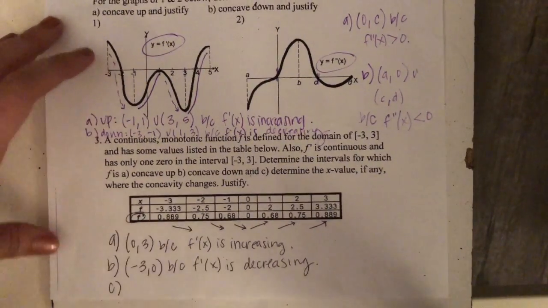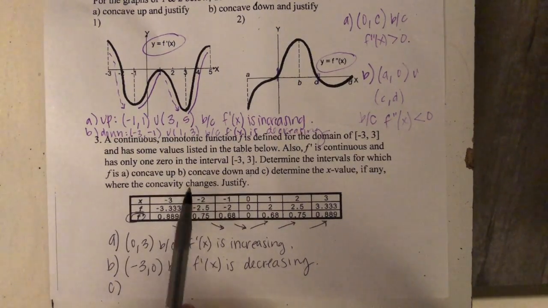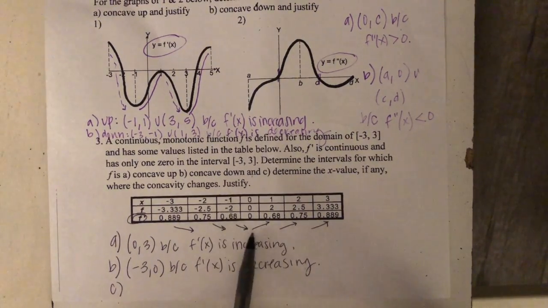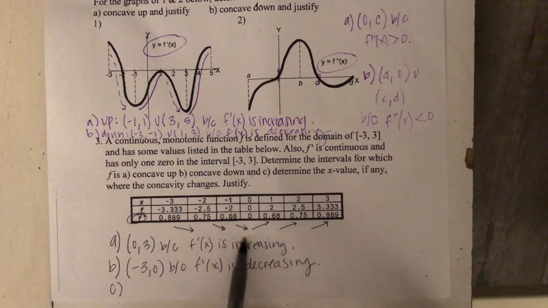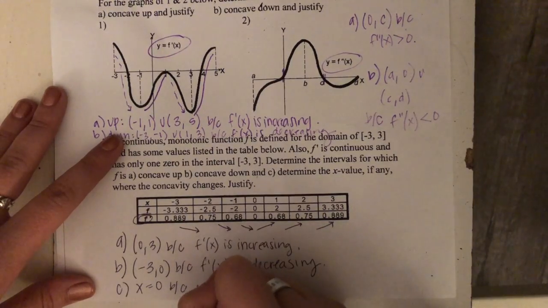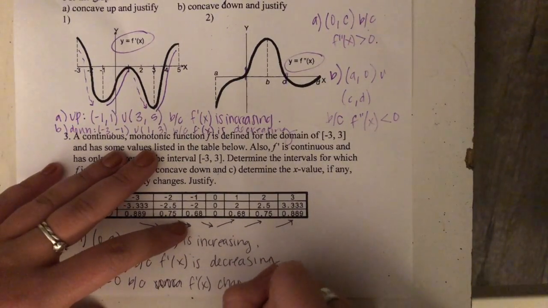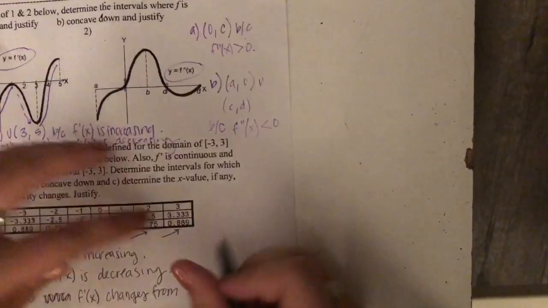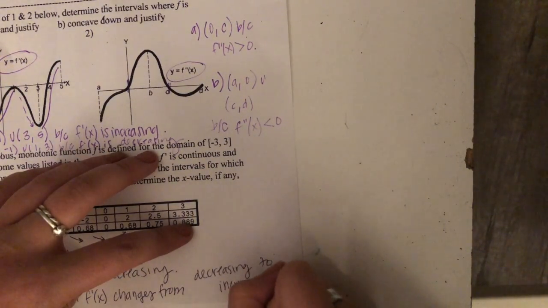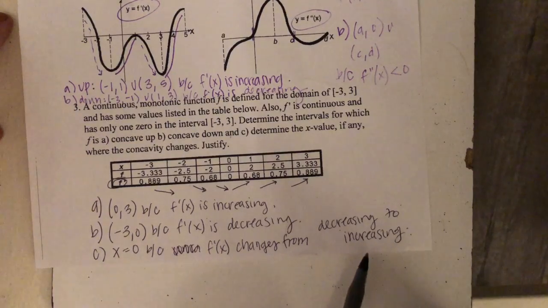Okay. Then for part C, if I'm changing from increasing to decreasing, that's where my concavity changes. So that point that I changed from increasing to decreasing, or decreasing to increasing, sorry, where we changed our direction, that's the point where the concavity changes. So we must be changing at x equals 0. So at x equals 0, because f prime of x changes from decreasing, I'm going to show you this in a second, sorry, to increasing. Okay. Where it changes from decreasing to increasing.